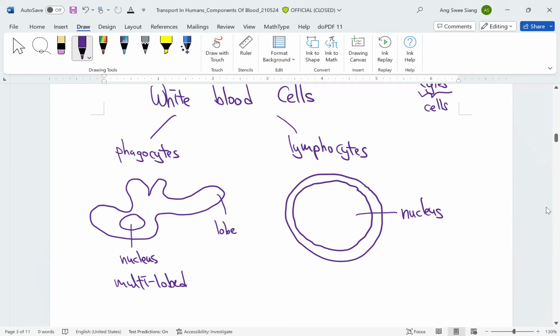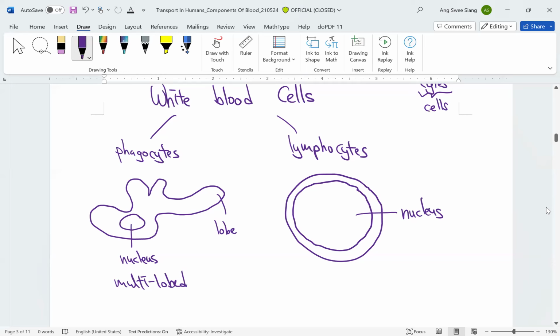Okay, they will cause the foreign particles to clump together. Very good. So this function belongs to the phagocyte or the lymphocyte? Lymphocyte. Okay. How do they do it? How do they cause the foreign particles to lump together? How?